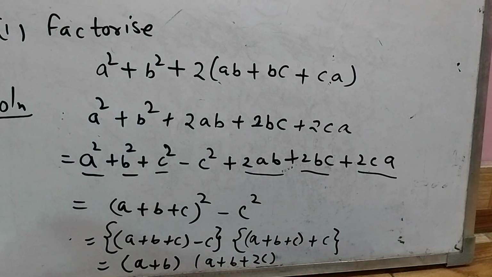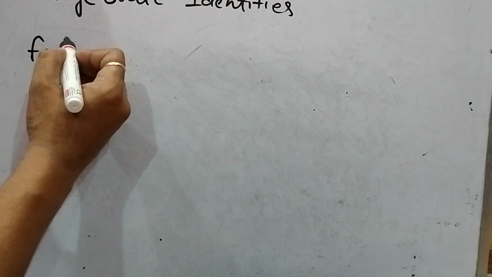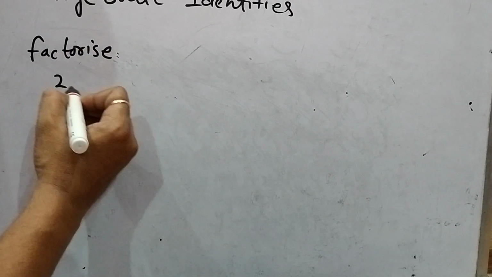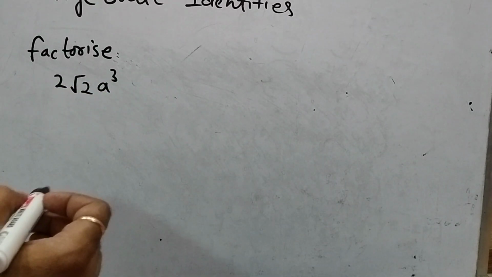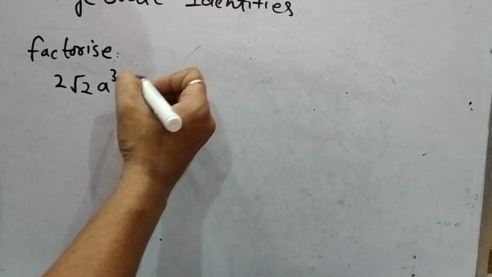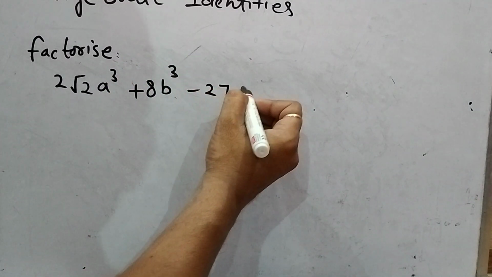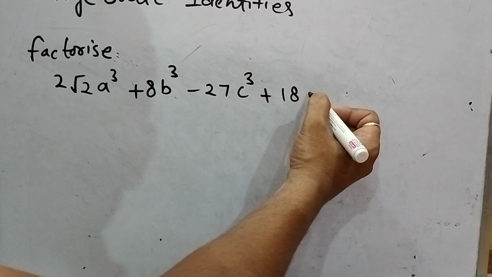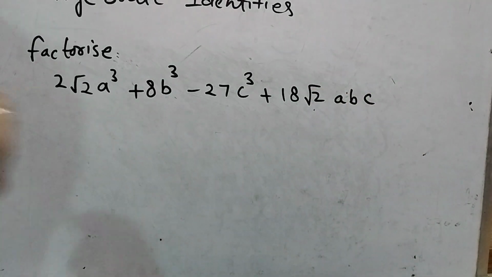Alright, I hope you have understood this question. Now we have another question: factorize again, factorize 2 root 2 a cube plus 8b cube minus 27c cube plus 18 root 2 abc.